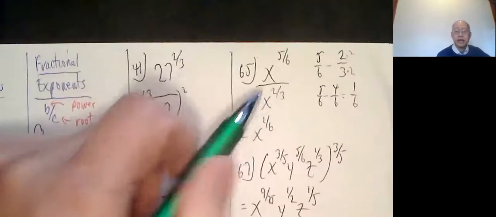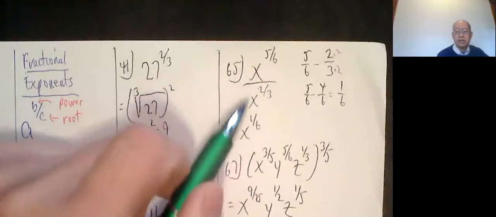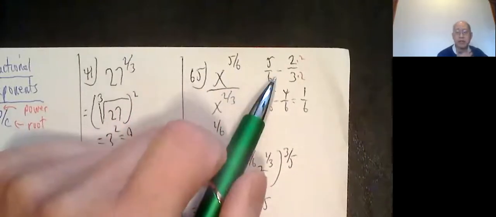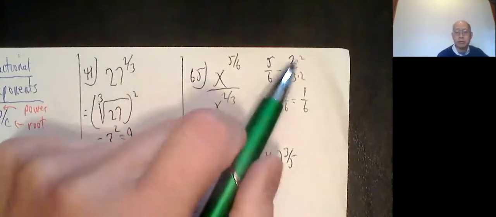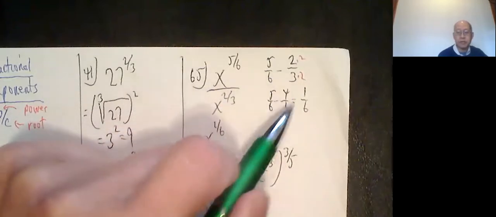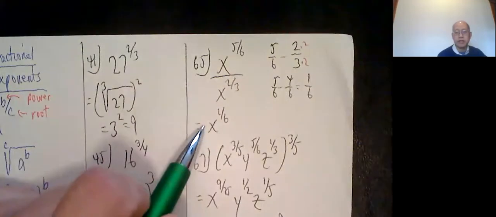Okay, then 65, x to the 5/6 over x to the 2/3. We're supposed to subtract the exponents. So a little bit of scratch paper here. 5/6 minus 2/3. Common denominator 6, multiplied by 2 over 2. 5 over 6 minus 4 over 6 is 1 over 6. So the answer is x to the 1/6.